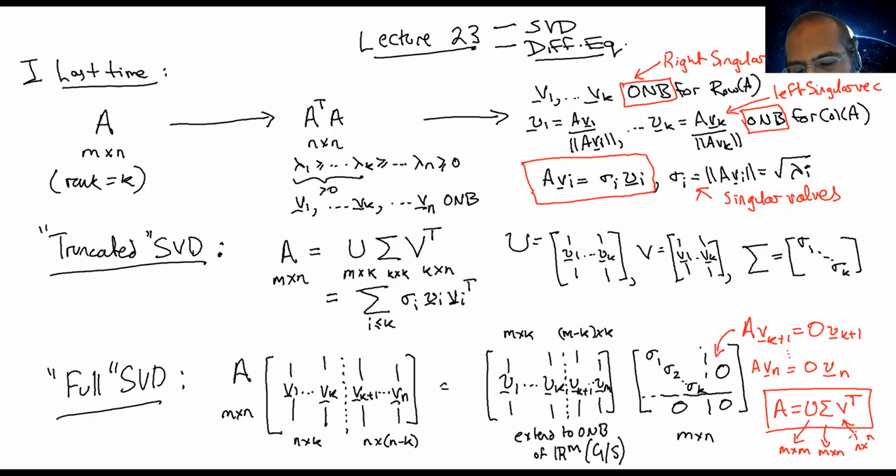Now, the thing you gain for this is that U and V are now actually orthogonal matrices in the full SVD. Whereas in the truncated SVD, U and V are not actually orthogonal. They just have the property that U transpose U equals identity and V transpose V equals identity. But they're not actually orthogonal matrices. If you multiply them in the other direction, you get certain orthogonal projections. So that's the difference between full SVD and truncated SVD.